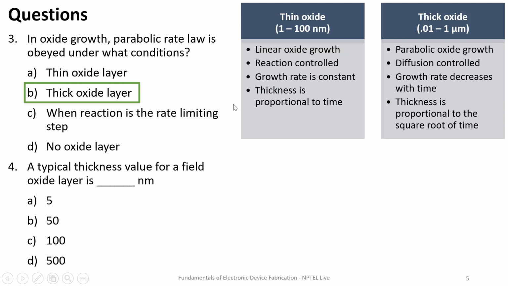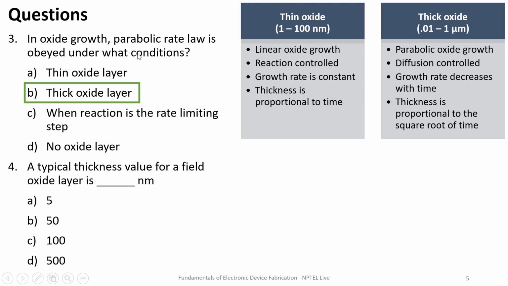Thin oxide is reaction controlled, since the rate limiting step is the reaction, it's not thick, right? And thick oxide growth will be diffusion controlled. In thin oxide the growth rate is constant, while here the growth rate decreases with time. Thickness is proportional to time in the thin case, and proportional to the square root of time in the thick case. So those are the differences between thin oxide and thick oxide.